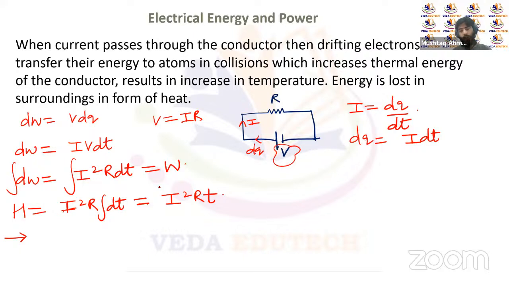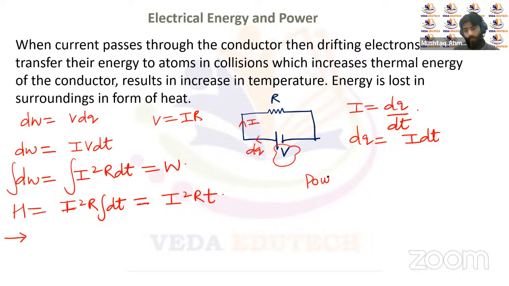The heat generated in this circuit is I squared R t. So it means that the greater the time for which the current flows through the circuit, the more will be the heat loss. Now let's define the term that we call power.